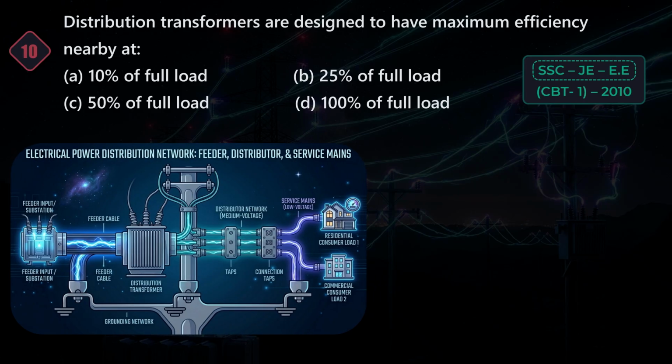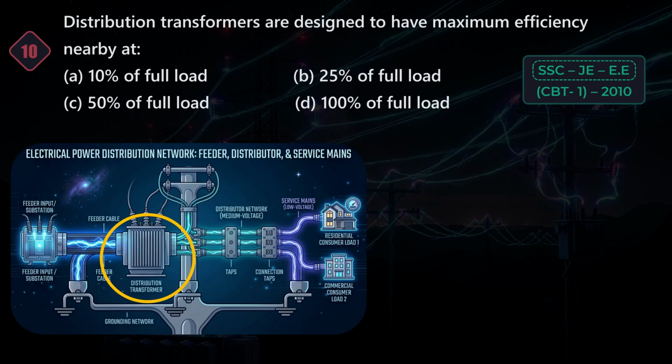Now you can see in the image, distribution transformers are connected to consumers whose demand fluctuates throughout the day. While they are energized 24 hours a day, incurring constant iron losses, they are only heavily loaded during peak hours, such as evening. For most times of the day and night, they operate at a light load.